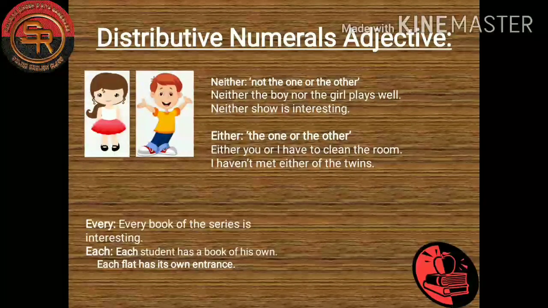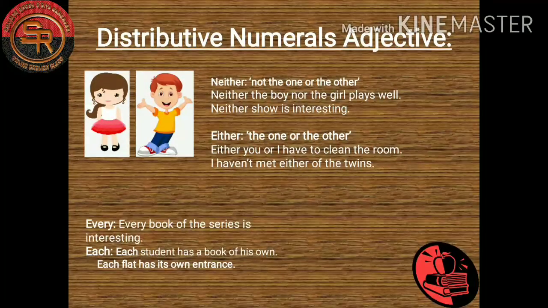Next we have every. Every is used for more than two persons or things, which are indefinite. We only use singular nouns with every. Like every book of the series is interesting. I play hockey every day. India expects every man to do his best. And next we have each. Each student has a book of his own. Each represents two or more persons or things, which can be definite. So examples, each student has a book of his own. Each of the students has passed the examination.